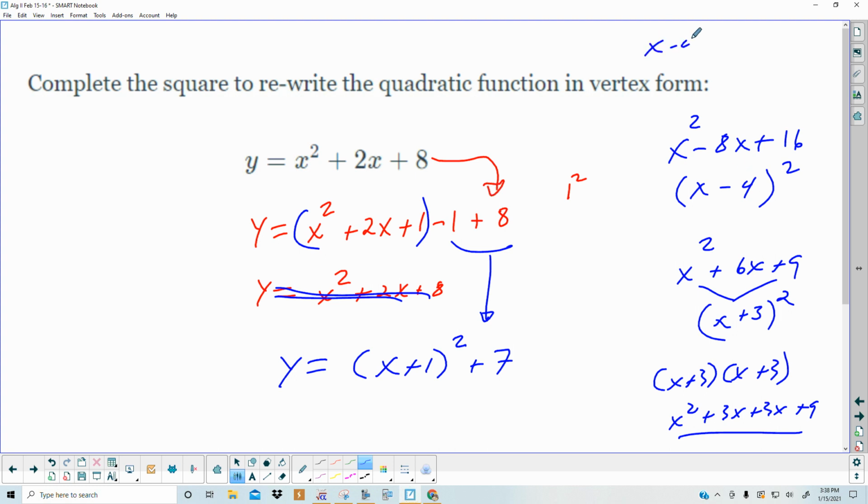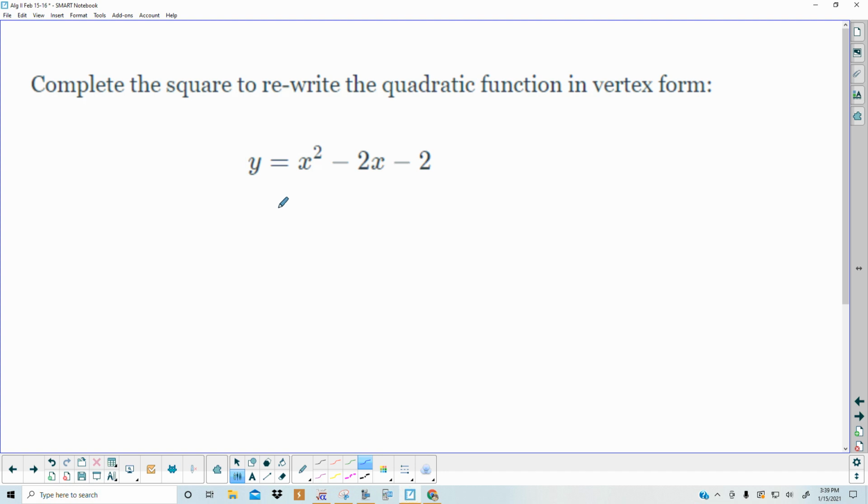Because if you multiply this out, folks, it's x squared minus 8x plus 16. To factor something that's a perfect square, you just take half the middle. And notice half of this number squared is the end number. So this thing is a perfect square. Okay? I want to force a perfect square to happen. Let's try this one.